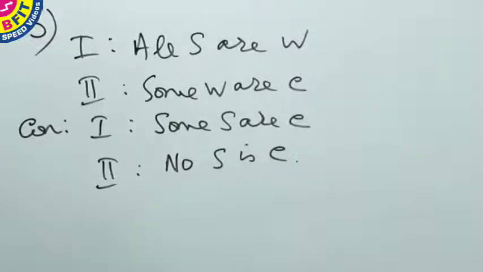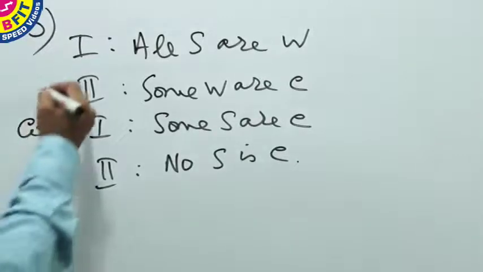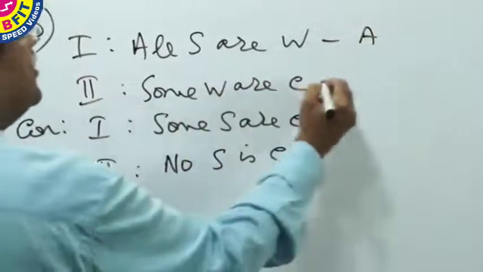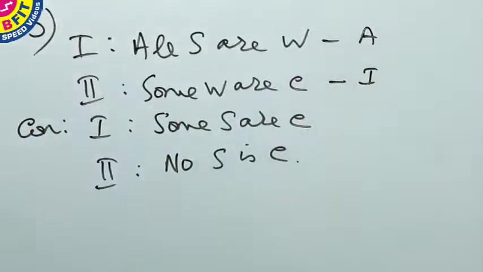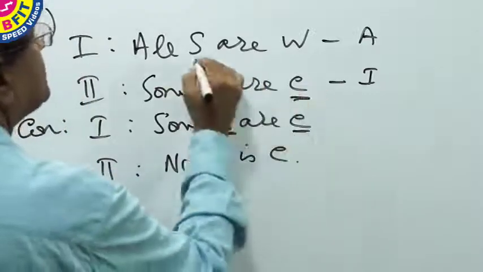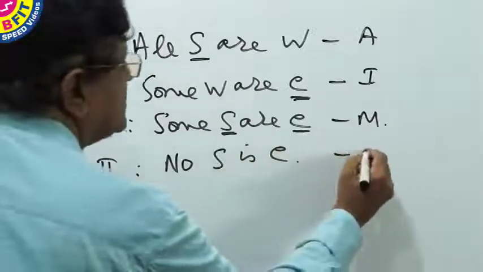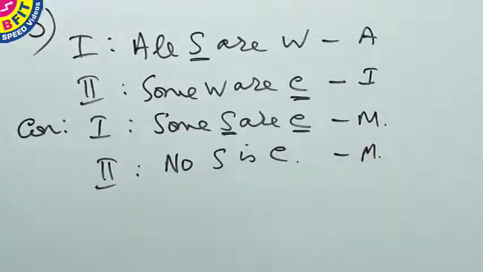Now, what is the first step in mediate inference? We have to identify the statements. All S are W, an A type statement. Some W are C, an I type statement. Next we go to the conclusions. We have to find whether the conclusions are mediate or immediate. Some S are C: S is here, C is here, in two statements. Therefore, it is mediate inference. Similarly here also S and C, so this is also mediate inference. Both inferences we have to test.